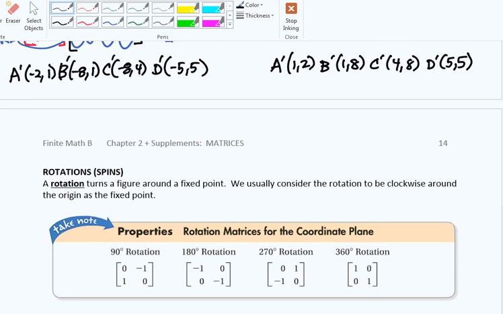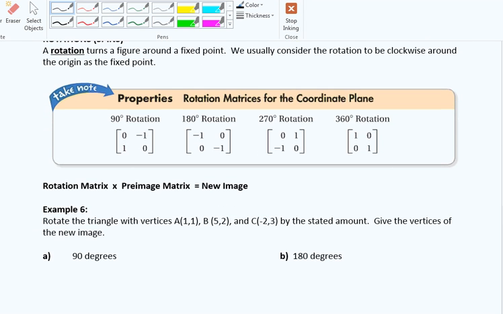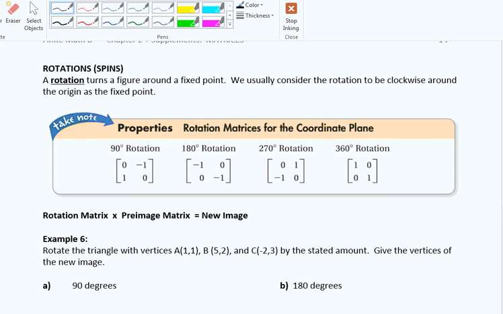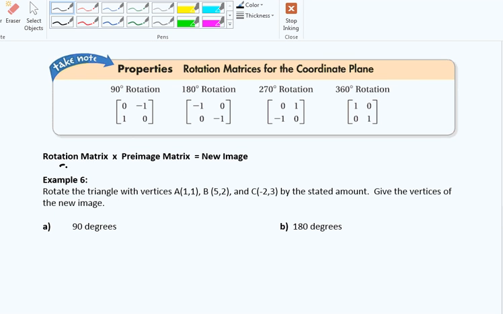A rotation works basically the same way. We are usually rotating around a fixed point, and we're considering a rotation either 90 degrees, okay, 180 degrees would take you across, 270 takes you 3/4 of the way around, and 360 is one complete rotation. Okay. All right, so again, we're going to take our rotation matrix. We're always going to put that first because it's 2 by 2. We can line that up next to our pre-image, which is 2 by something, we don't know. That'll make our inside dimensions match.